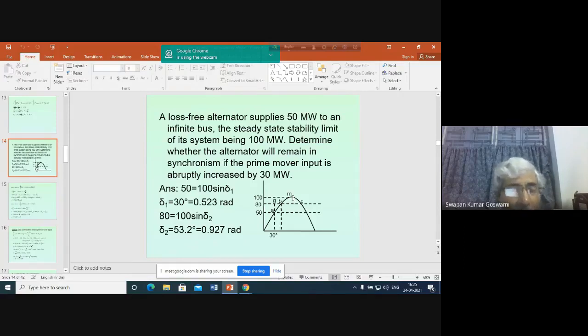Why will the stability of the system be maintained? Because the synchronous speed is regained much before this point, and it is regained when output is still greater than input. That means just after that there will be deceleration, so speed will decrease below synchronous. Okay, so delta will decrease. That's why you can see that stability will be obtained.